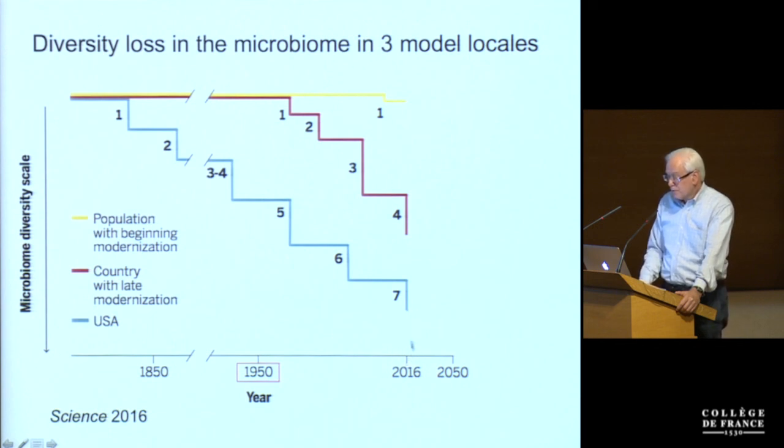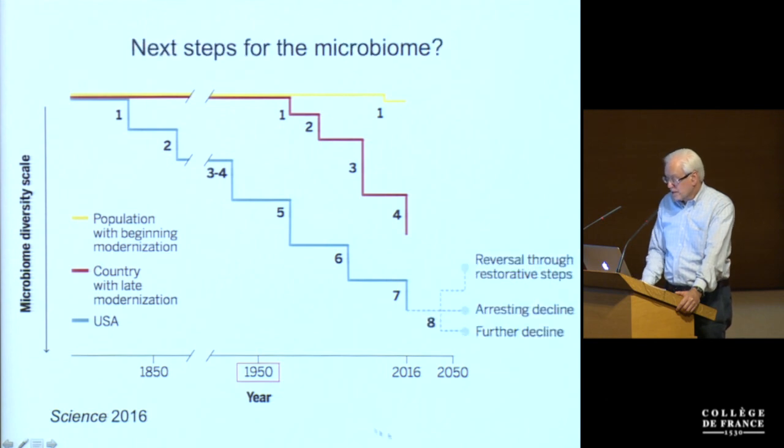And the really important question is what's going to happen from now? Is our microbiota going to further decline in diversity? Are we going to be able to develop ways to arrest the decline? Or will we reverse through restorative steps? And like Maria Gloria, I think that the only way that we will combat the loss is through restoration.